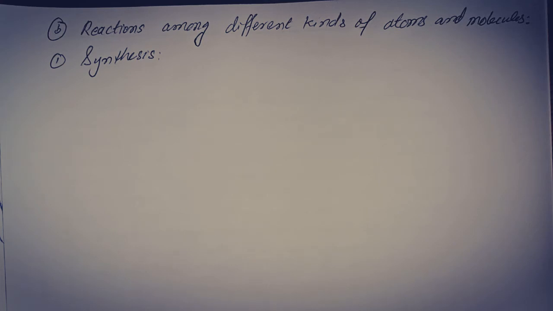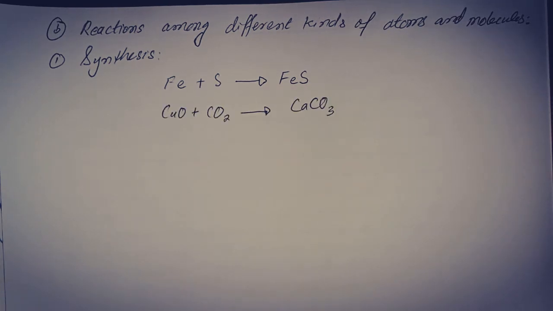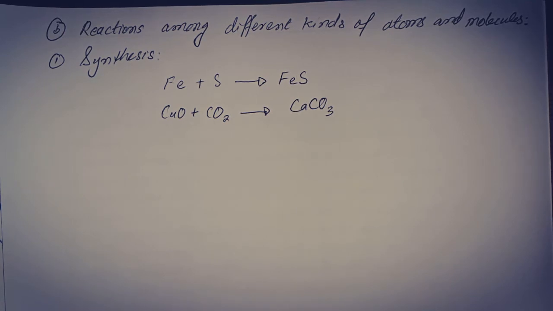Now let's discuss the reaction among different kind of atoms and molecule, in which the first one and the most important is synthesis. Synthesis is a combination of atoms or molecules to produce a new compound is known as synthetic reaction. For example, formation of iron sulfide on heating iron and sulfur is an example of synthetic reaction. Copper carbonate is usually synthesized with the reaction of copper oxide and carbon dioxide.